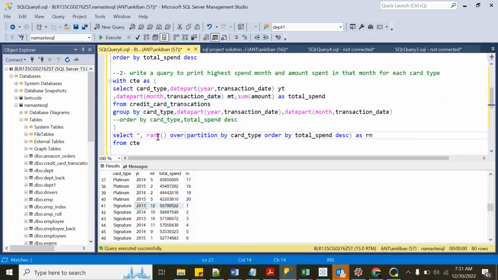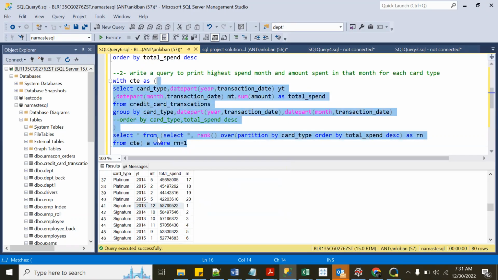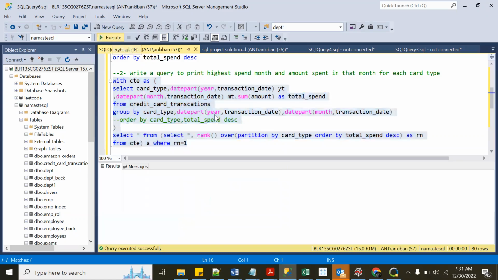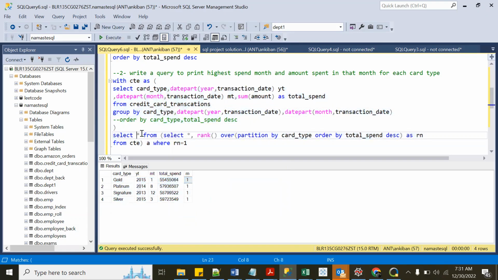And what I can do is just say select star from it where Rn is equal to 1, and that is it. So I got those 5 rows. If I don't want Rn in the output, I can just mention the column names here, whatever columns I need. This is how you can achieve it.